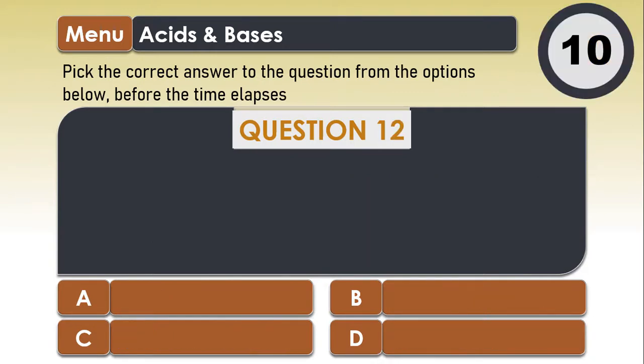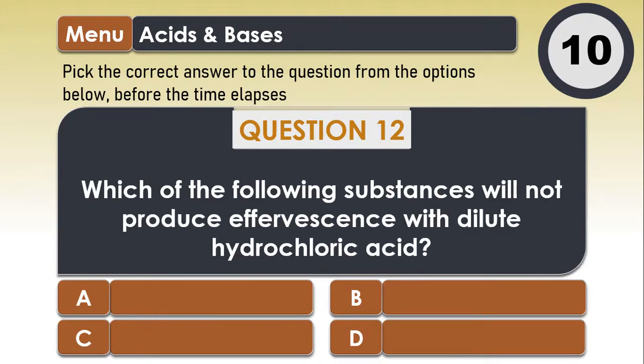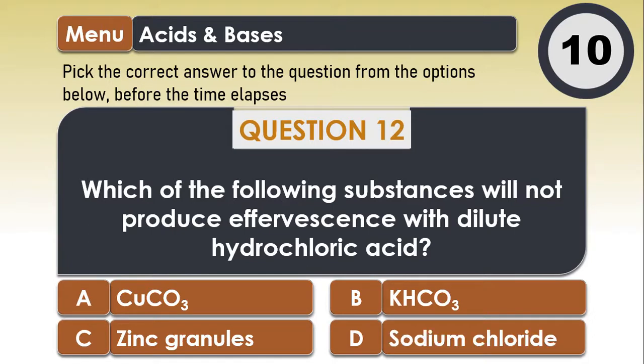Question 12. Which of the following substances will not produce effervescence with dilute hydrochloric acid? A. Copper 2 trioxocarbonate 4, B. Potassium hydrogen trioxocarbonate 4, C. Zinc granules, and D. Sodium chloride.